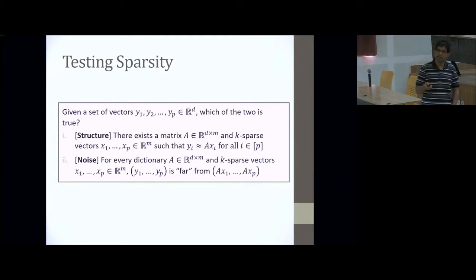And the noisy case is that for no dictionary A and choice of k-sparse vectors x1 through xp is y1 through yp close to Ax1 through Axp. In other words, for any dictionary matrix A and sparse vectors x1 through xp, your observed y1 through yp is going to be far, in some distance notion, from Ax1 through Axp. Okay, does that make sense?